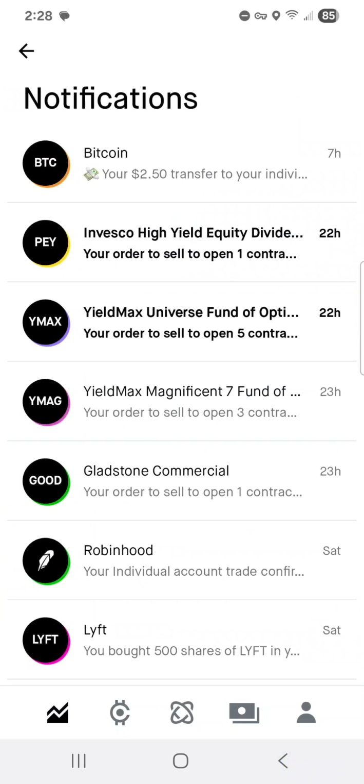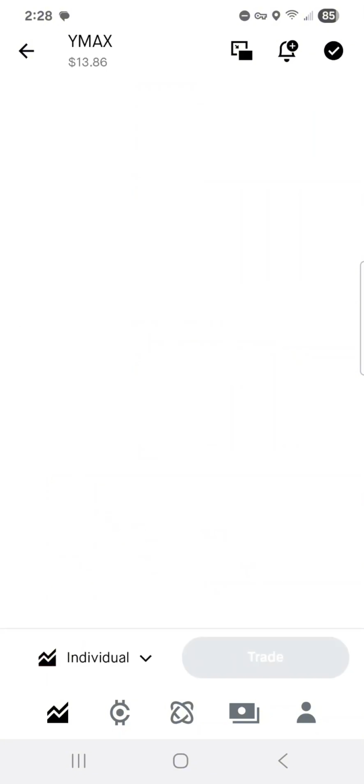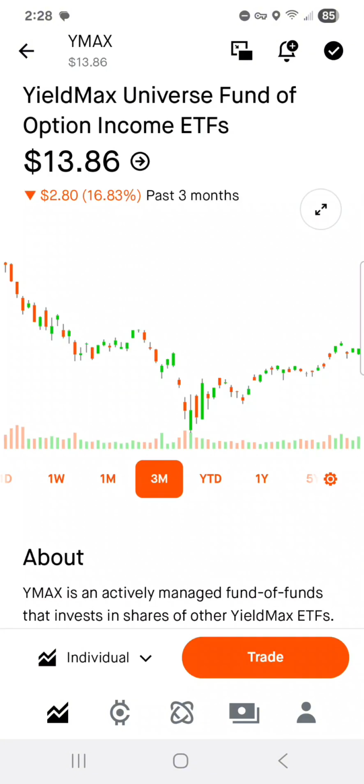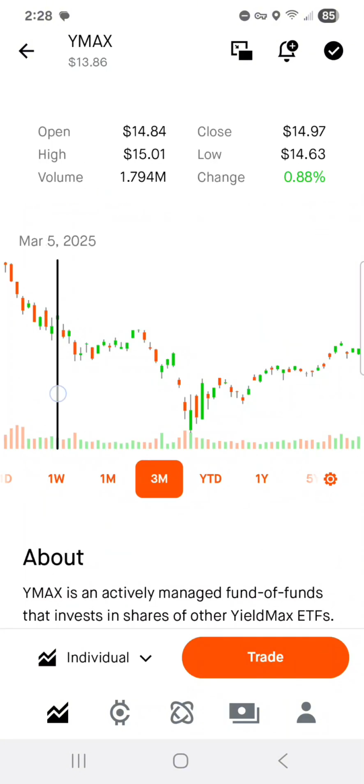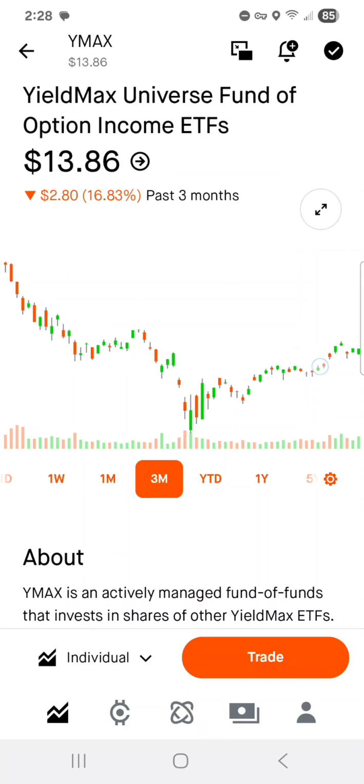All right, there's something else I want to get into. Yield Max, YMAX, okay. What's it been doing recently? Kind of the same pattern. Goes down, finding resistance at around $11 and then bouncing back up.